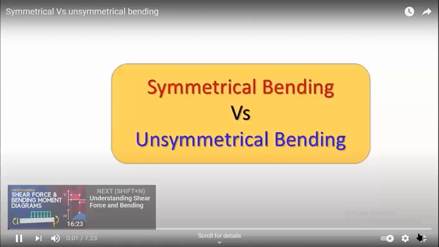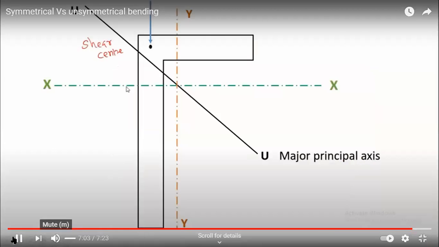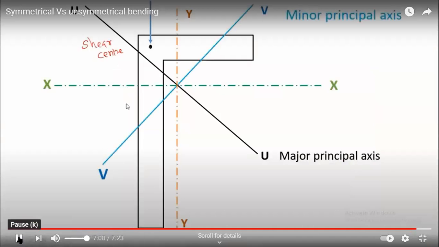Today we will see the difference between them. This is the minor principal axis, right? Now you see your applied load P or W per meter is inclined with respect to principal. Okay, so now what do you understand from this?